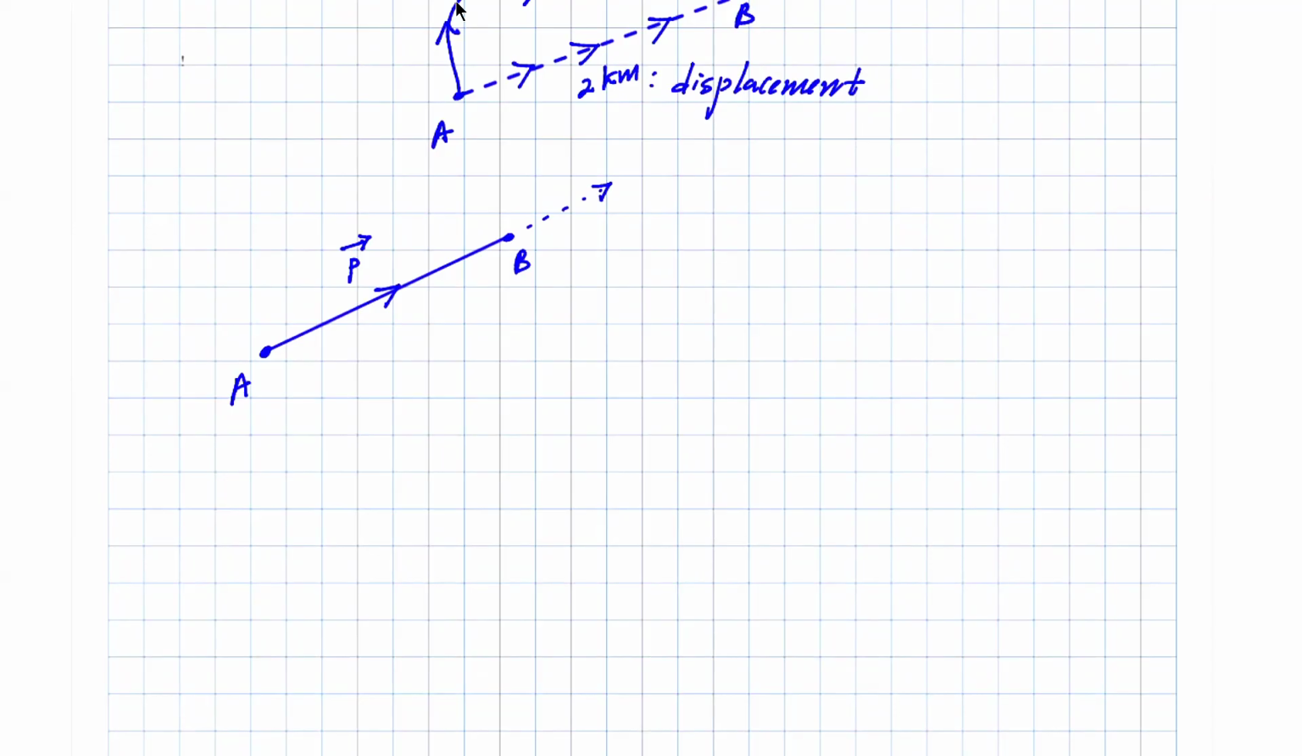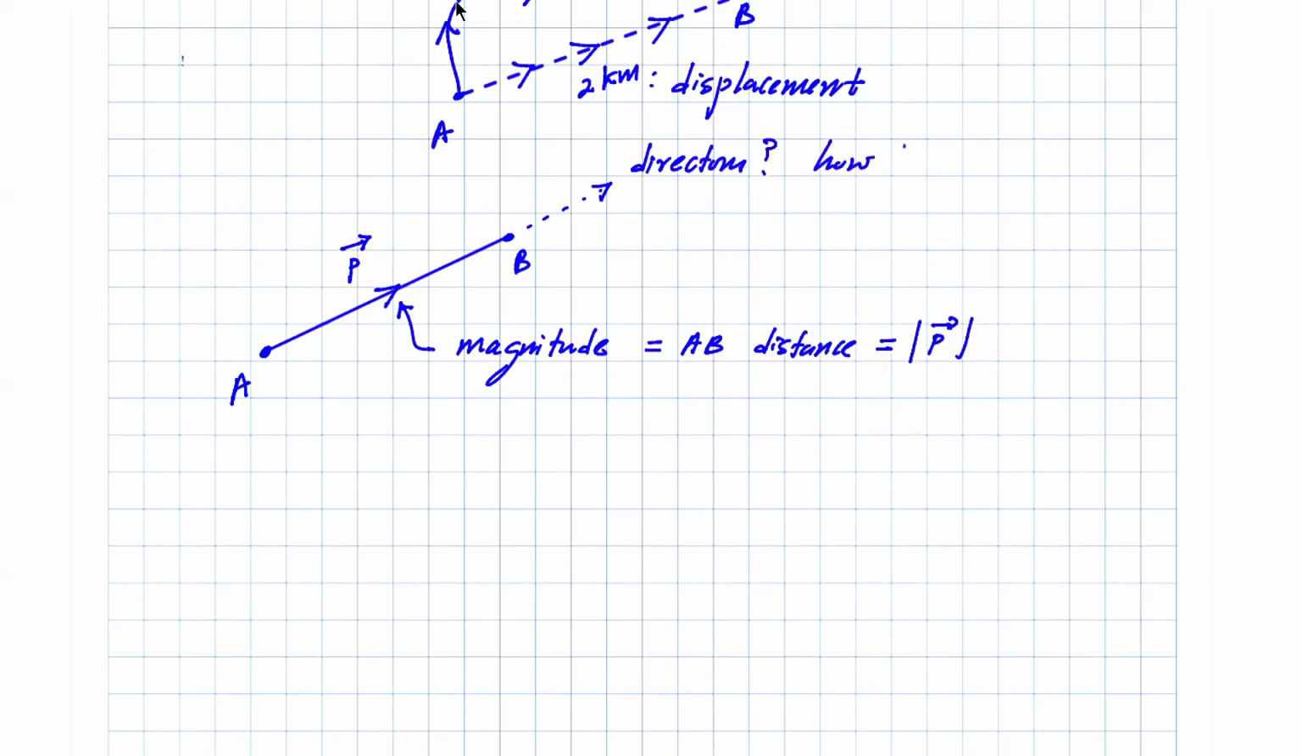Now what about the size of this one? The size of this one is the magnitude. This magnitude is nothing but the AB distance, and that is written as the P vector magnitude. So that's the notation. Now we have an issue with the direction, right?